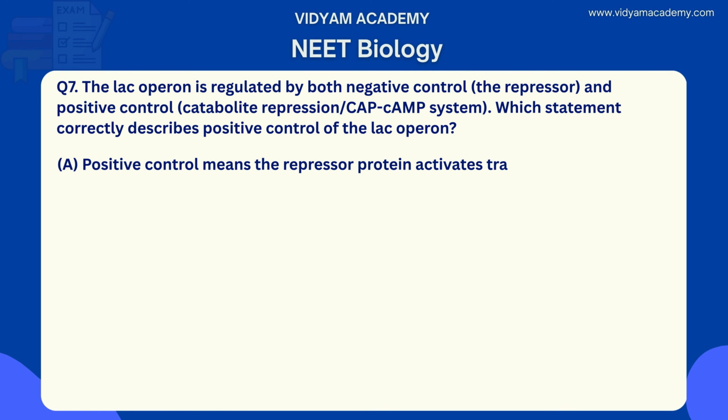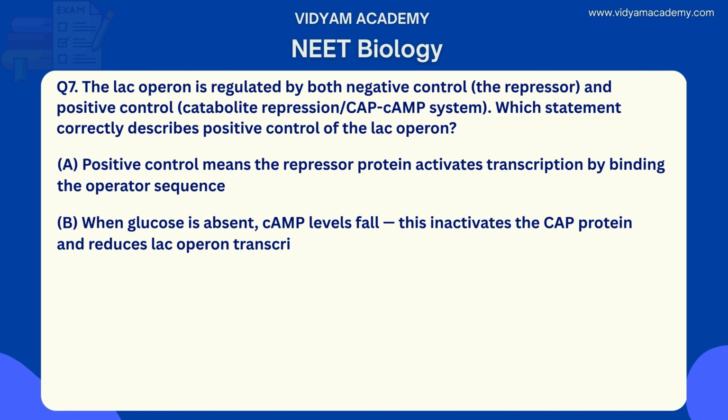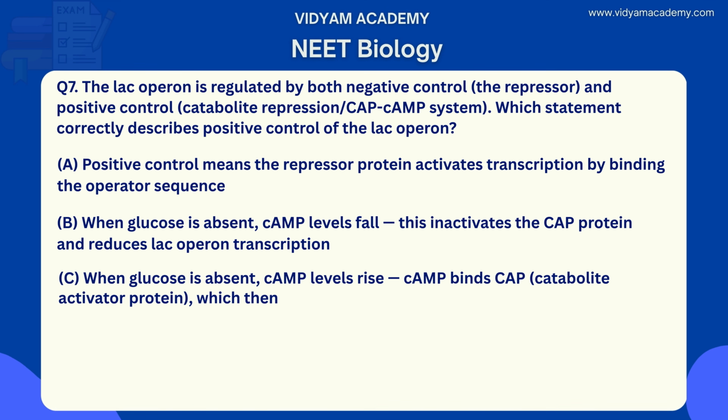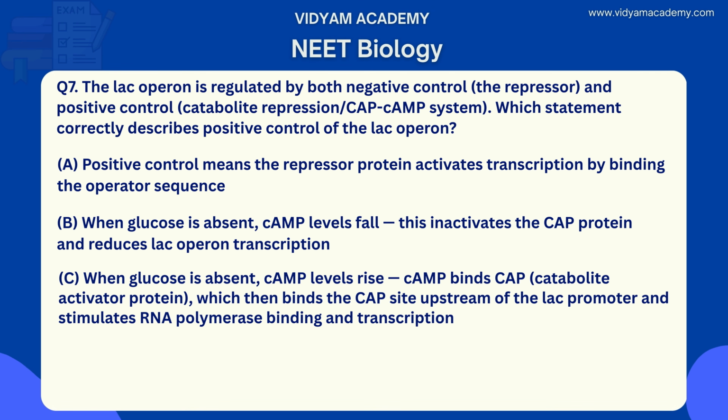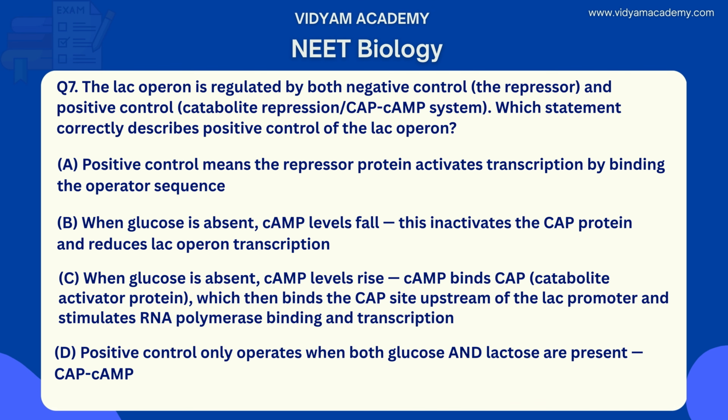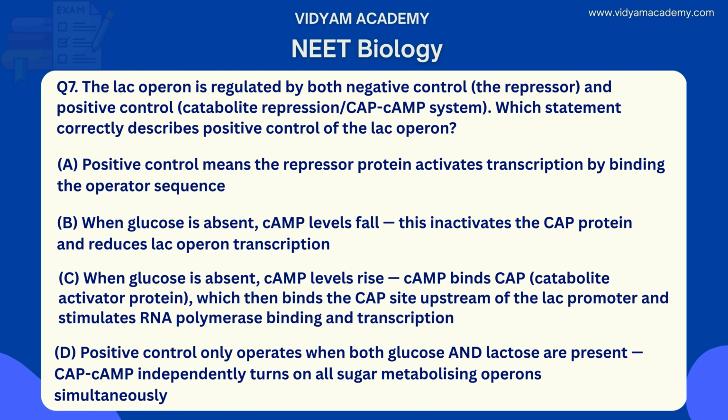Option A. Positive control means the repressor protein activates transcription by binding the operator sequence. Option B. When glucose is absent, cAMP levels fall. This inactivates the CAP protein and reduces lac operon transcription. Option C. When glucose is absent, cAMP levels rise. cAMP binds CAP, the catabolite activator protein, which then binds the CAP site upstream of the lac promoter and stimulates RNA polymerase binding and transcription. Option D. Positive control only operates when both glucose and lactose are present, so cAMP independently turns on all sugar-metabolizing operons in E. coli.